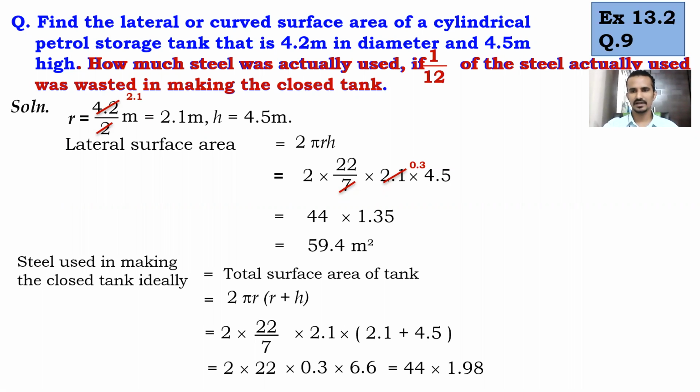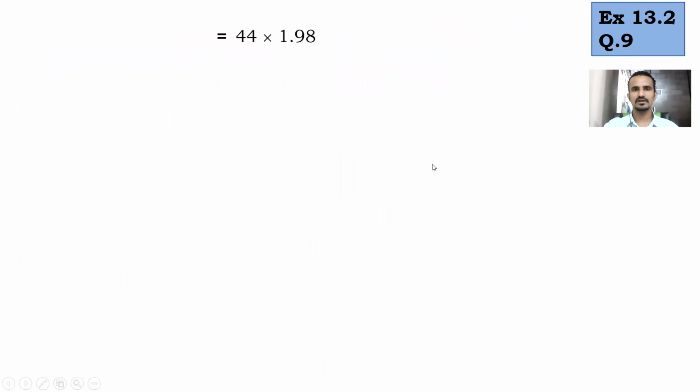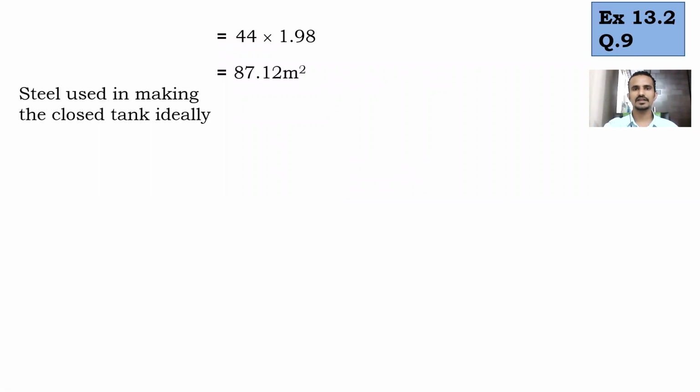Rupa has given me the answer. Bhavandana Janvi has given me the answer. All right. Do this calculation, everyone. So the multiplication here will be 87.12 meters square. Okay, there should be a decimal sign. So the steel used in making the closed tank ideally is 87.12 meters square. This is ideal.